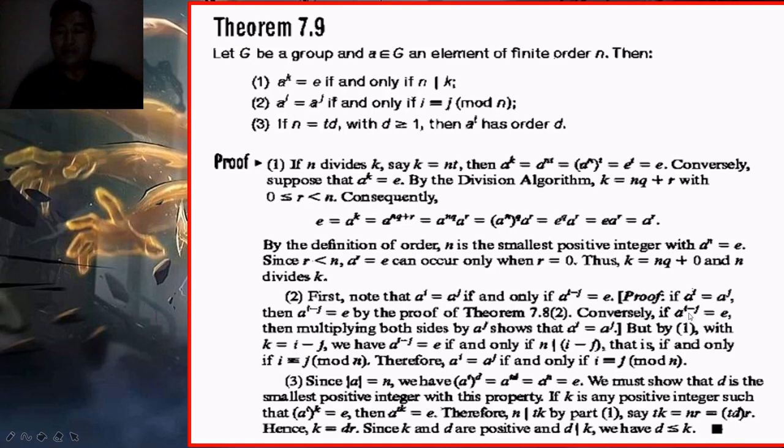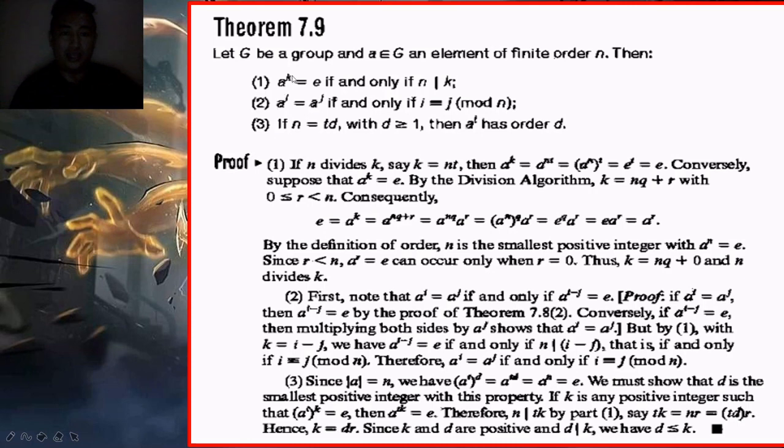Conversely, if A to the power of I minus J is equal to E, by multiplying both sides by A^J, we get A^I is equal to A^J. So it is shown that they are equal. But by 1, we use it now. If A^(I minus J) equals E, therefore N divides I minus J, since K is I minus J by 1.